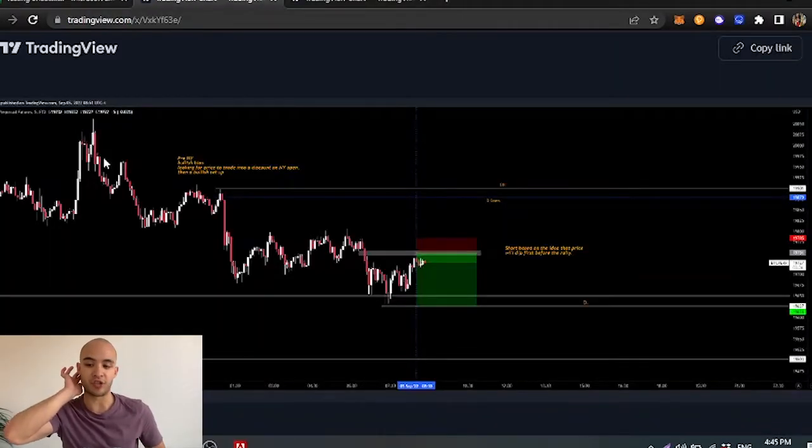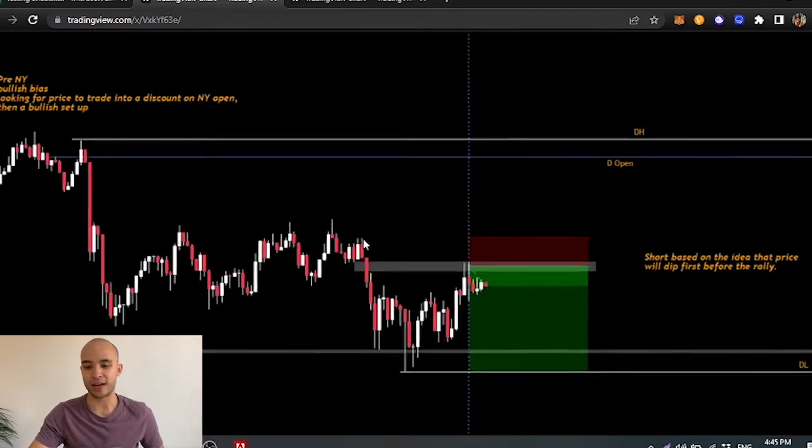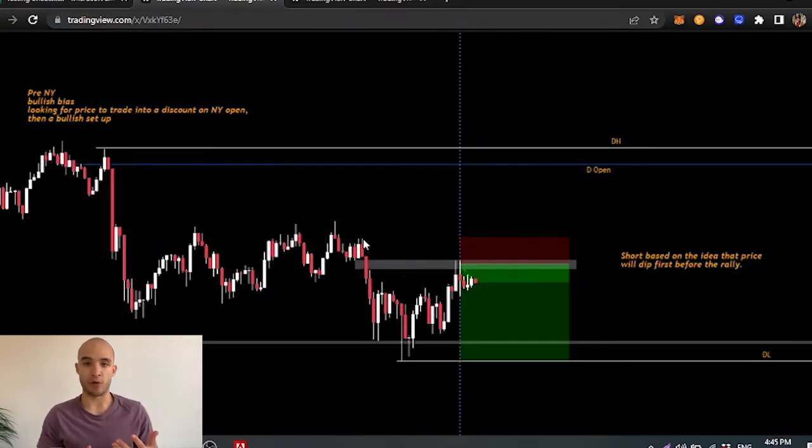So I'll start off with the first trade. We'll go into the before shot. So this was a counter trend trade. Now, what I mean by that is that I'm going against the overall bias, which I have, and my bias in this case is bullish.